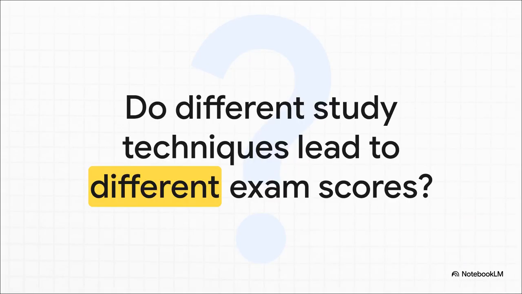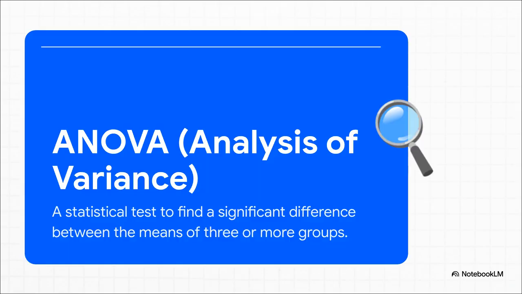Imagine a professor. They've got 3 different study techniques they want to try out. Some students use method A, some use B, and the rest use C. Then they all take the same exam. Now, if the average scores are different for each group, how does the professor know if it's because the methods actually work differently, or if it was just luck of the draw? How can they find out for sure? Well, answering that exact question is precisely what ANOVA was designed for.